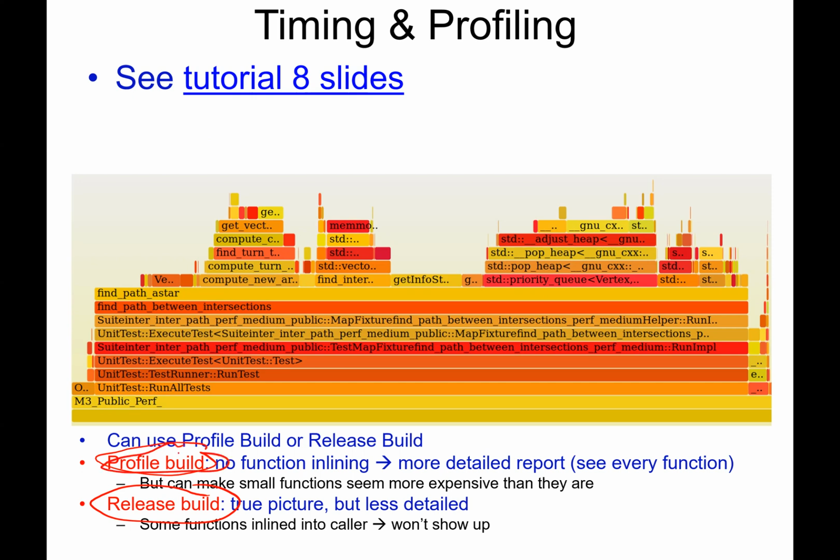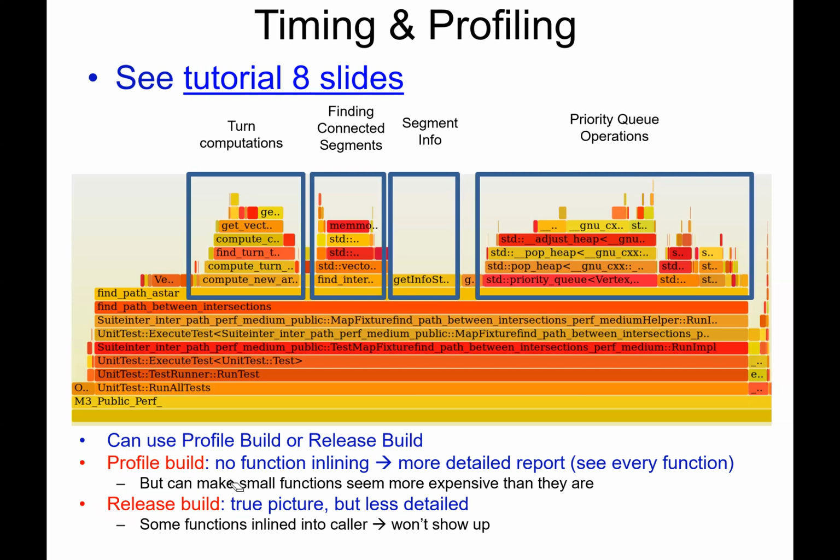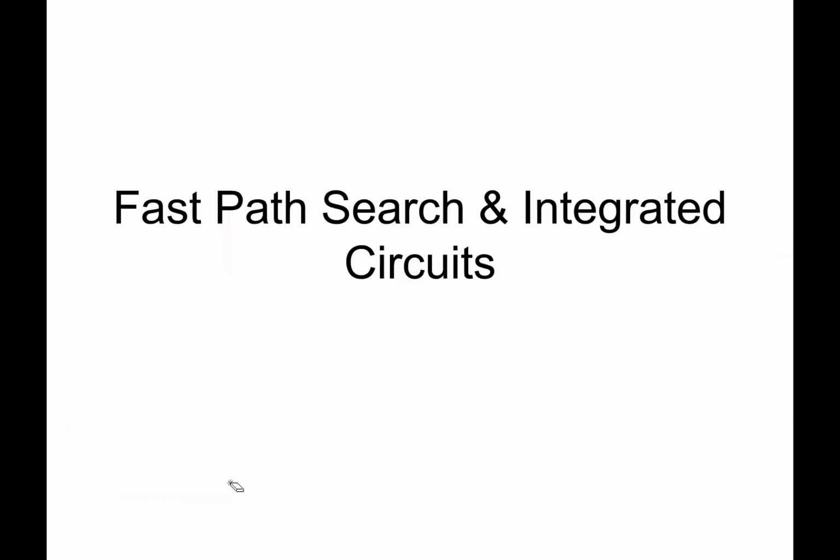With the profile build, you get more detailed information. There's no function inlining, so you'll get timing information on every single function. But it means that your little functions are going to show up as somewhat more time consuming than they really are, because in the release build, those little functions would have been pasted into the body of the big function by the compiler, because that's faster. It's avoiding the function call overhead. Anyway, more in tutorial 8. And this is actually an example from our reference solution for milestone 3, just showing where the time goes.